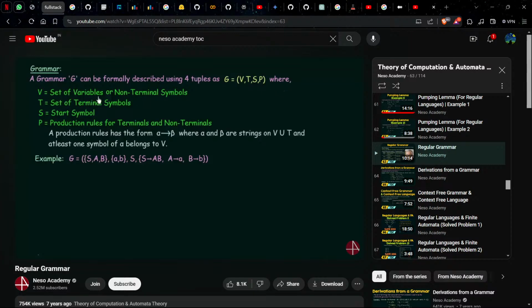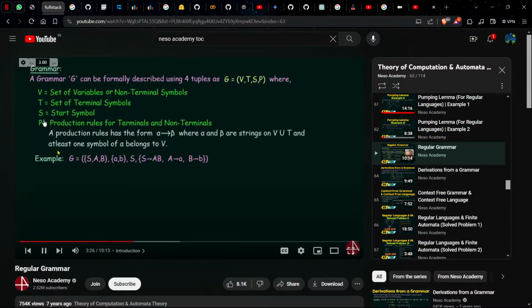Where V is a set of variables or non-terminal symbols, T is a set of terminal symbols, S is a start symbol, and P is a production rule for terminals and non-terminals. V, T, and S are easy to understand, but let's try to understand what P is.